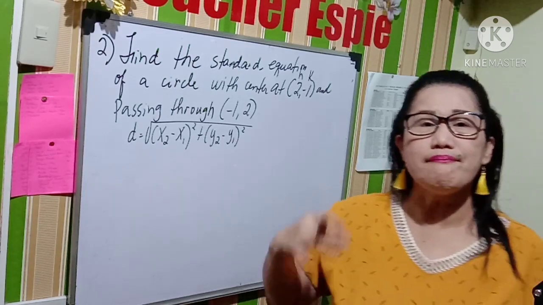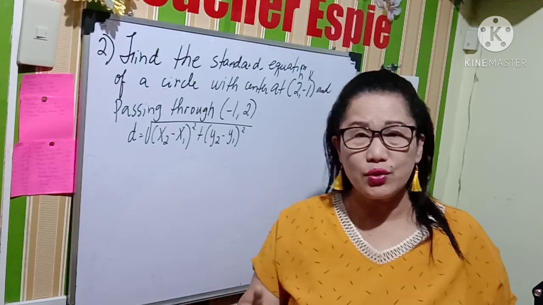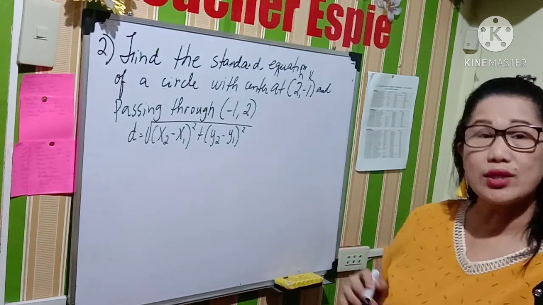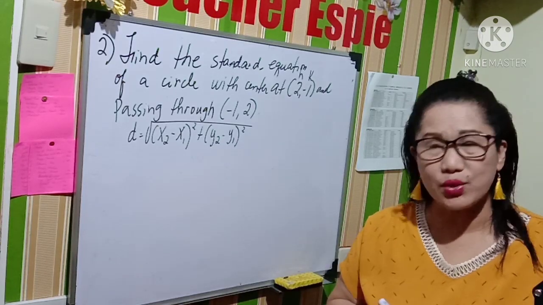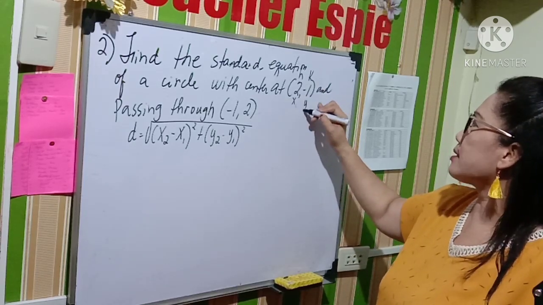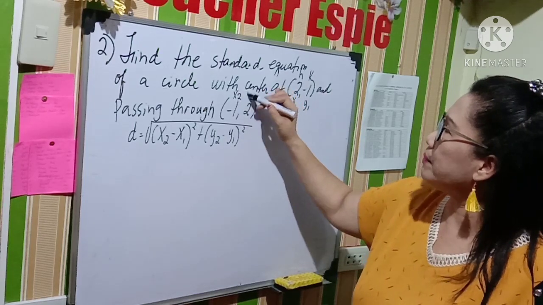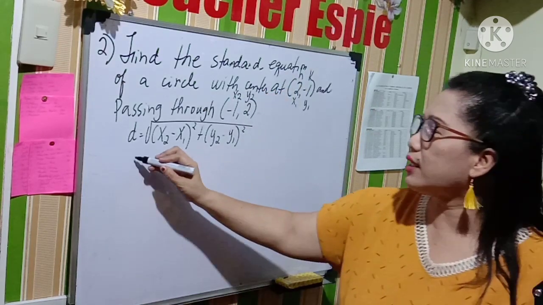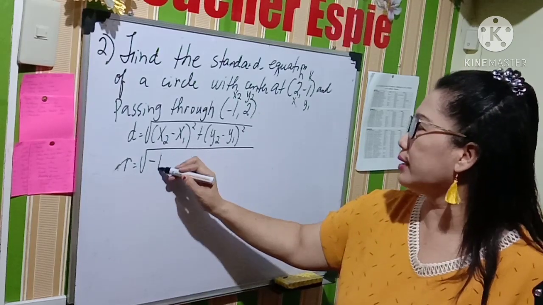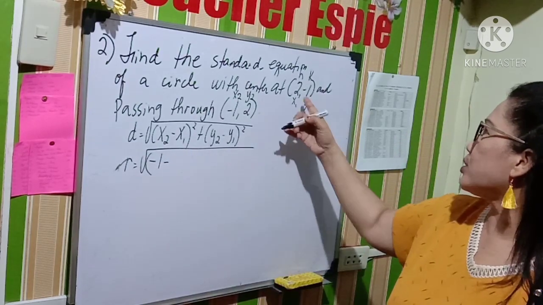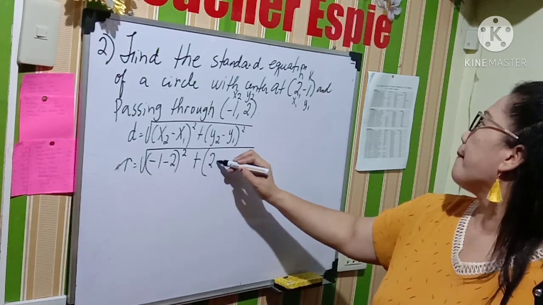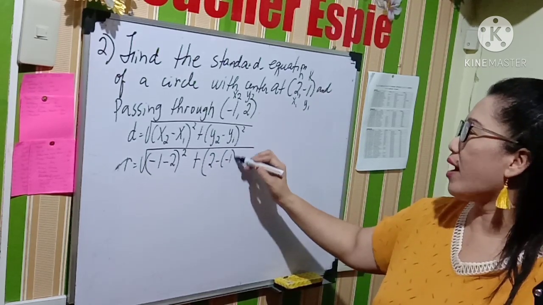you know that just now, I have mentioned that in order to get the value of a radius, you are going to use the distance formula. And the formula for that is the square root of (x sub 2 minus x sub 1) squared plus (y sub 2 minus y sub 1) squared. So if you're going to identify, this is your x sub 1 and this is your y sub 1. This is your x sub 2 and this will be your y sub 2. So in order to substitute the given, this becomes your r. So x sub 2 will be negative 1, minus x sub 1, which is 2, squared, plus y sub 2, which is 2, minus y sub 1, which is negative 1, and then squared.